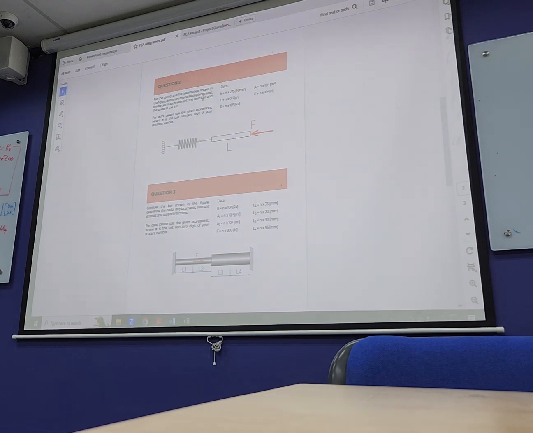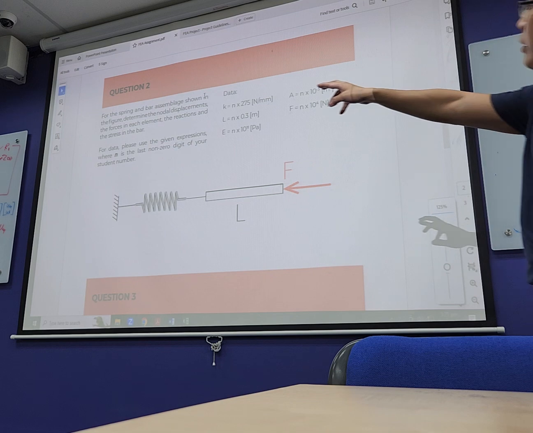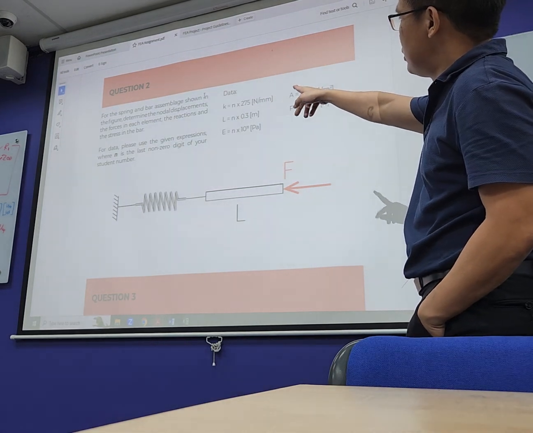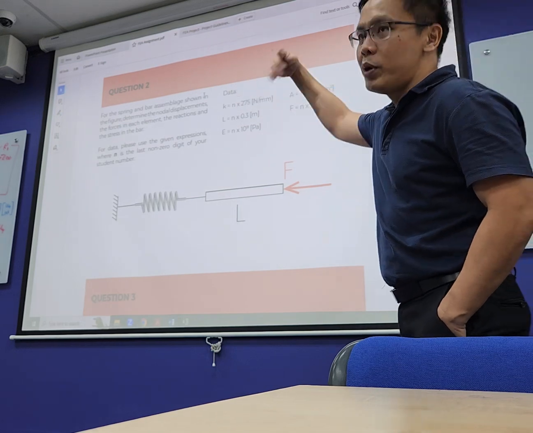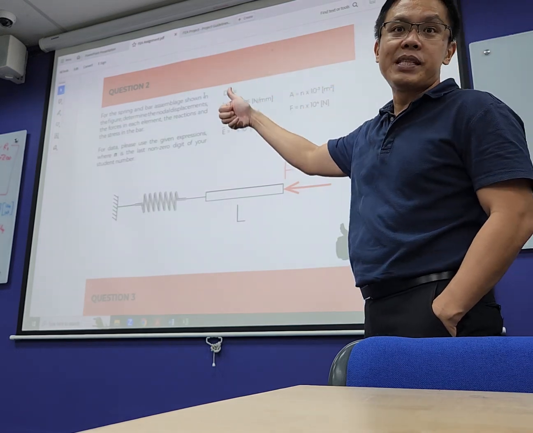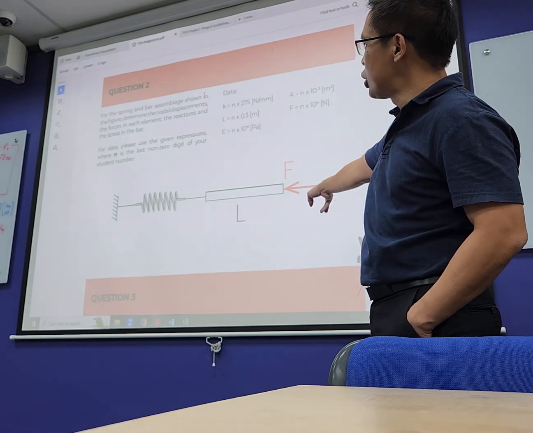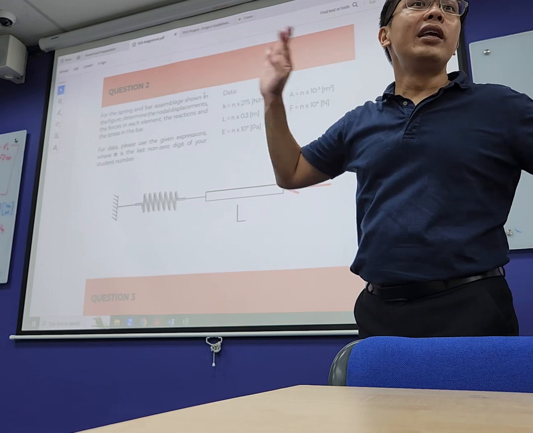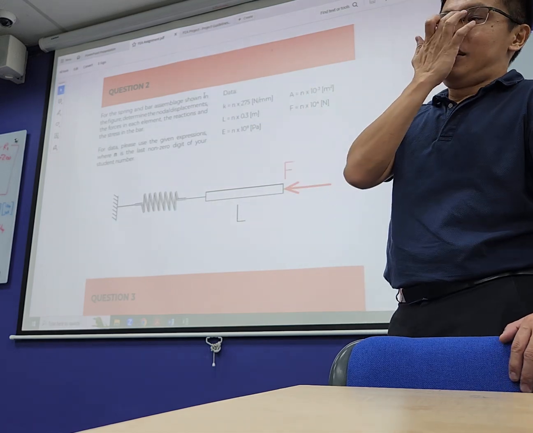I want everybody to quickly draw, then we shall do the same thing, at least to cover the entire question 2. First and foremost, let's look at this. Read the question. Find for the spring and bar assembly. Determine what? How many things you need to find here? Displacement first, it's always U, displacement, followed by force, reaction, and stress. In your questions, every time people don't read the question.